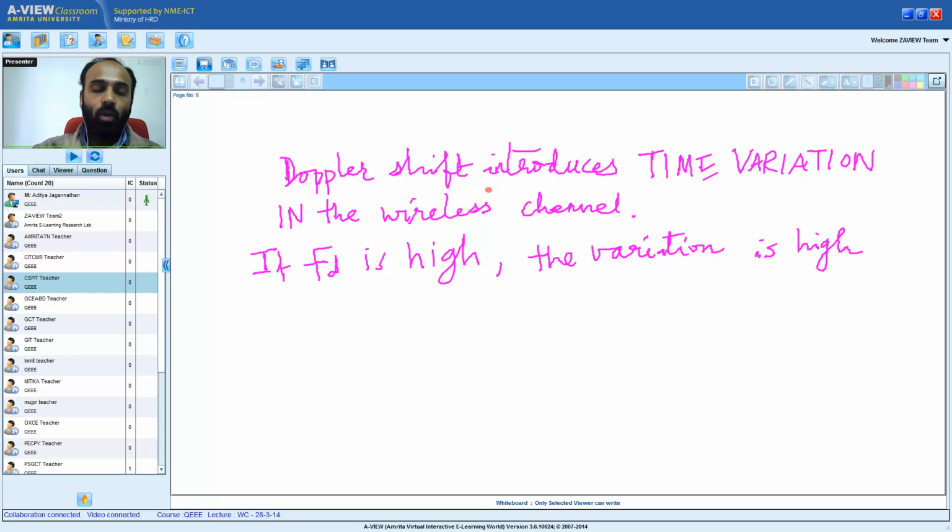Now I want to define something known as the coherence time. The coherence time is the amount of time the channel is constant or static. The approximate amount of time, again this is a rule of thumb.